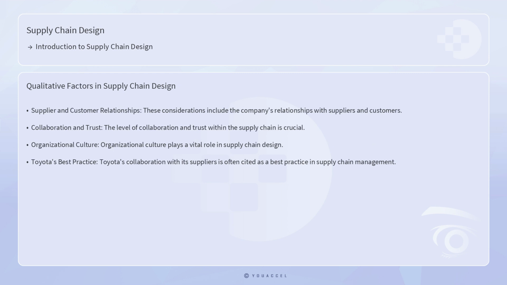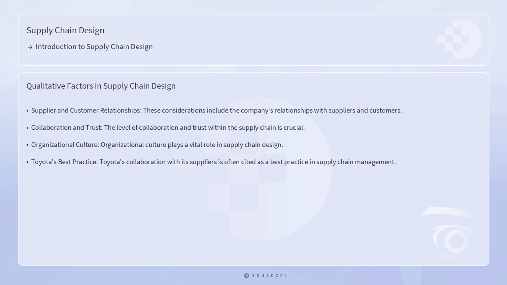In addition to quantitative methods, qualitative considerations play a vital role in supply chain design. These considerations include the company's relationships with suppliers and customers, the level of collaboration and trust within the supply chain, and the organizational culture. A successful supply chain design not only optimizes cost and efficiency, but also fosters strong partnerships that can withstand market fluctuations and disruptions.